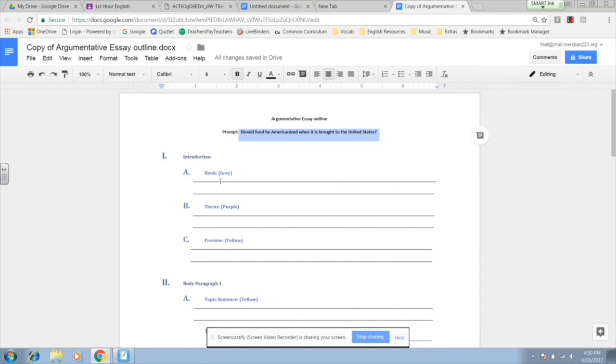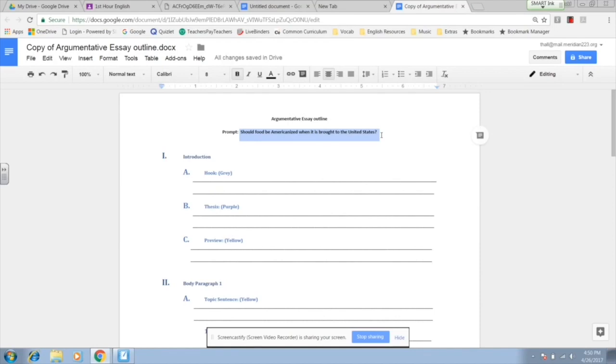So once I've chosen my side, my first thing I need to do is create a hook sentence. And remember, a hook sentence is to get my reader's attention. We have 6 different types of hooks that we talked about. You could simply ask a question. In fact, I could just ask the prompt. I could say, should food be Americanized when it's brought to the United States? This is not the best hook, but it is a hook nonetheless, and it's still better than nothing.